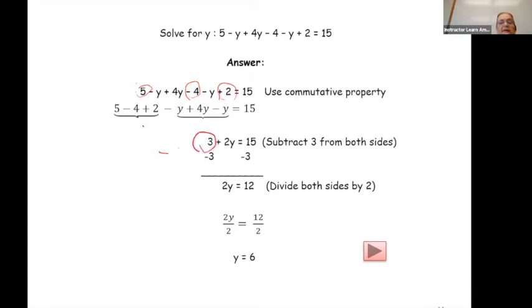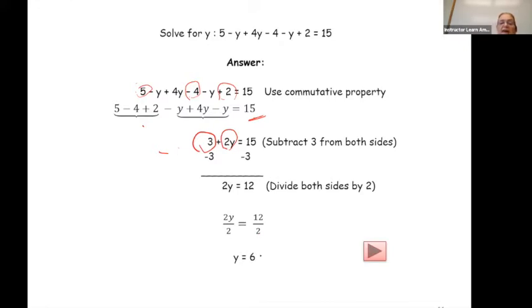Okay, so we have 5 minus 4 is 1, 1 plus 2 is 3. Negative y plus 4y minus y gives us plus 2y, and on this side we just had the 15. So subtracting 3 from both sides gives us 2y equals 12. Divide both sides by 2, and we wind up with y is equal to 6.